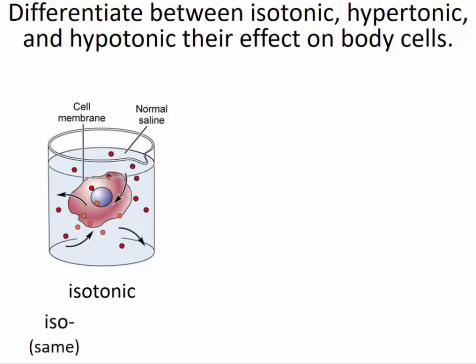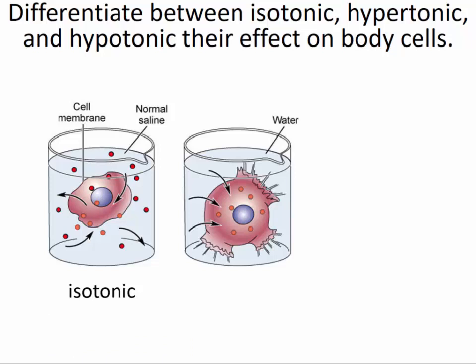Iso means same. And tonic is referring to the tonicity of solution, which means the concentration of solution. What this term means then is that you have the same concentration of solute inside and outside of the cell. What the arrows are indicating in this picture is that the osmotic pressure on both sides of the cell is equal. So equal amounts of water will come out of the cell as will go into the cell.